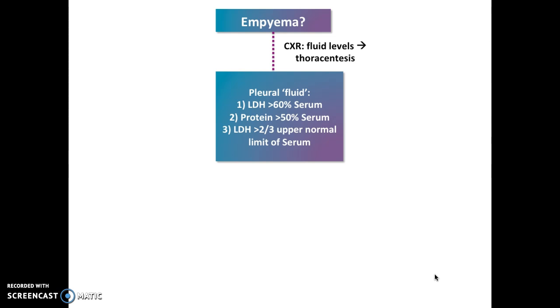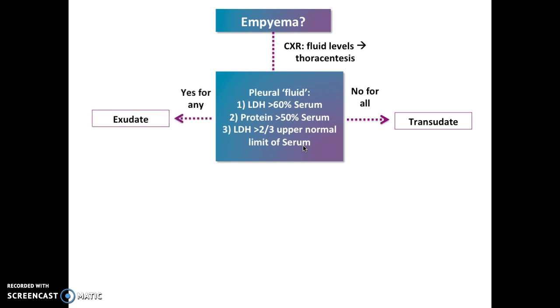So the way you do that is by looking at proteins and lactate dehydrogenase, LDH. So if the LDH is greater than 60% the normal serum value, or if it's greater than 50% of the serum's protein value, or if the LDH is greater than 2/3 the upper normal limit for serum, then you want to be thinking about exudate. Now, if all 3 of these things come up negative, that's when you can think about transudate. But, like I said, yes for any one is exudate.